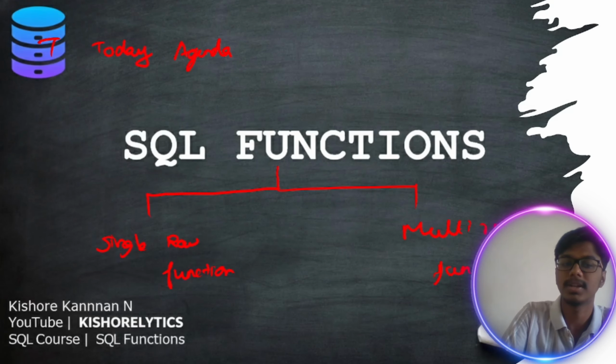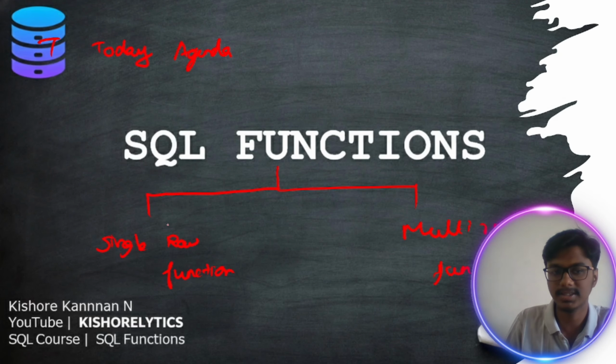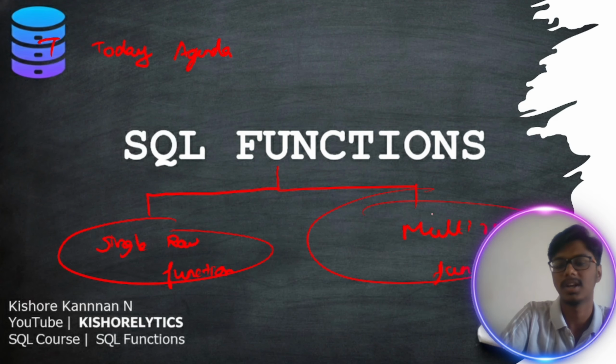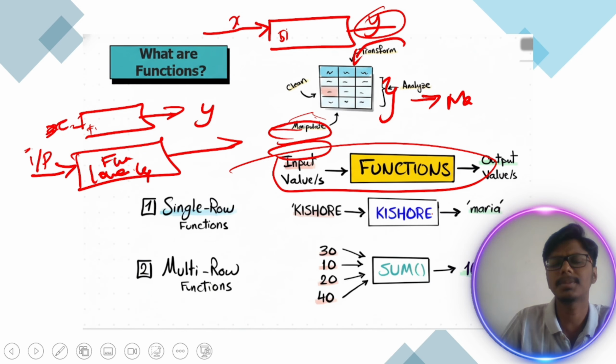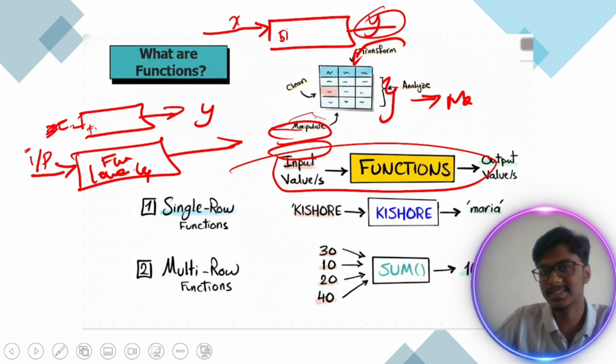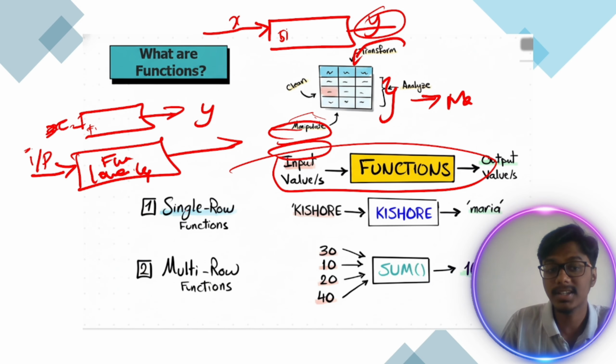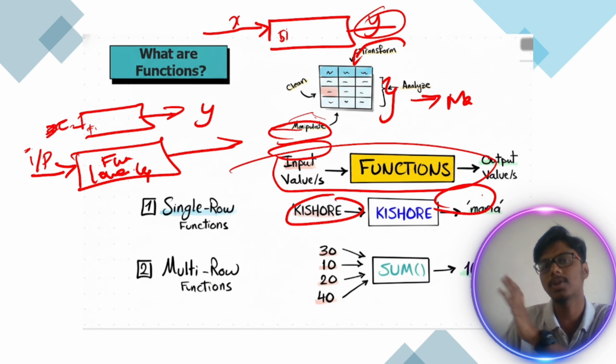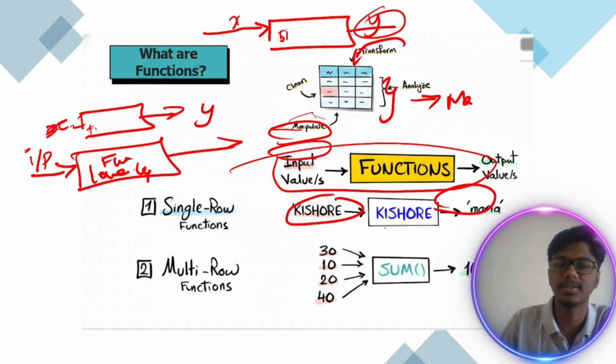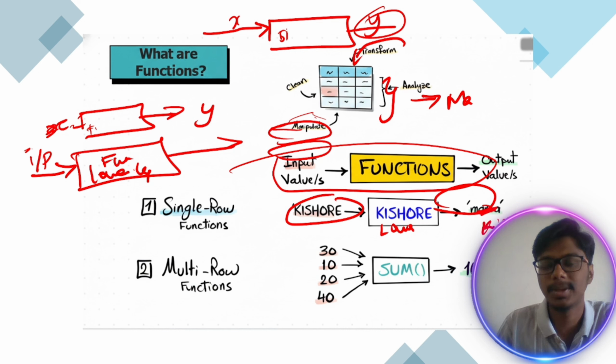Already we discussed that in SQL there are two types of functions, called single-row functions and multi-row functions. What is meant by single-row functions and multi-row functions, guys? Let's discuss these functions. In a single-row function, if we give a single input value, we get a single output value. If we give Kishore to the lower function, it gives the output kishore in lower case. That is what is meant by single-row functions.